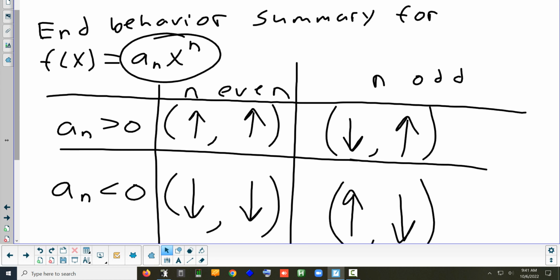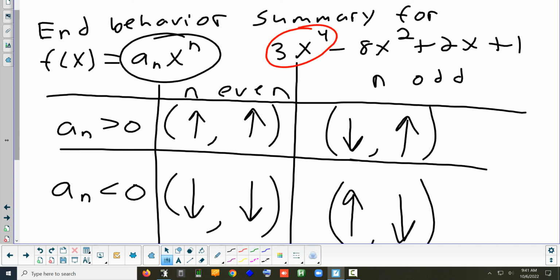This represents the highest degree term in your problem. So if you had something like 3x to the 4th minus 8x squared plus 2x plus 1, and you're like, well, wait a minute, which term do I look at? You look at this one. The terms with lower exponents don't really matter. So we just ignore them. The only thing that matters is the term with the highest exponent.